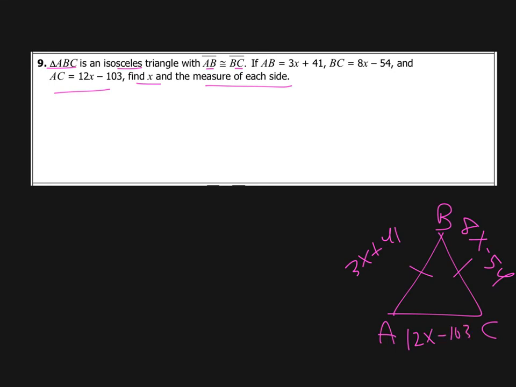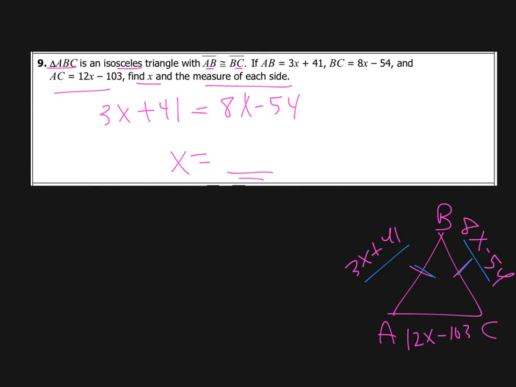Who do I set equal to each other? Well, this side and this side are marked congruent. So if they're congruent, what do you do? You betcha, set the terms equal. 3x plus 41 is equal to 8x minus 54. And why? Because they're congruent, so I set the terms equal. Now you can figure out an answer for x.